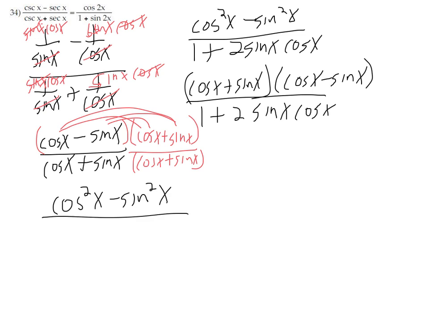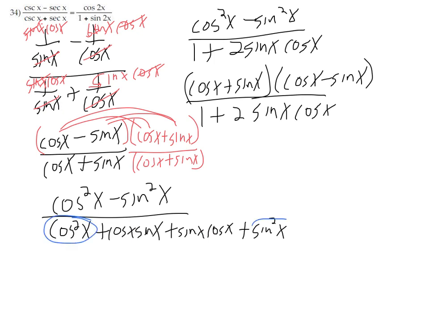Now the denominator, foiling the denominator out, we have the first, cosine squared x. We have the outer, plus cosine x sine x. We have the inner, plus sine x cosine x. We have the last, plus sine squared x. Okay, again, the first is here, the outer is here, the inner here, and the last here. All right, quick, someone tell me what cosine squared plus sine squared is. The answer is 1. Good job.